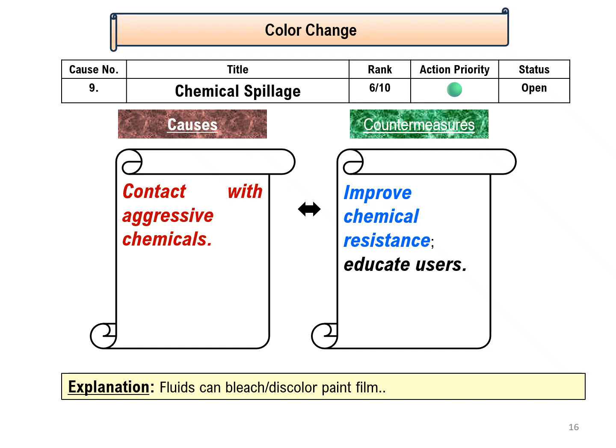Ninth important reason which may contribute to color change is chemical spillage. It is comparatively a lower priority, that is 6 by 10. Contact with aggressive chemicals or fluids may bleach and discolor the paint film. Therefore, improve chemical resistance and educate users.